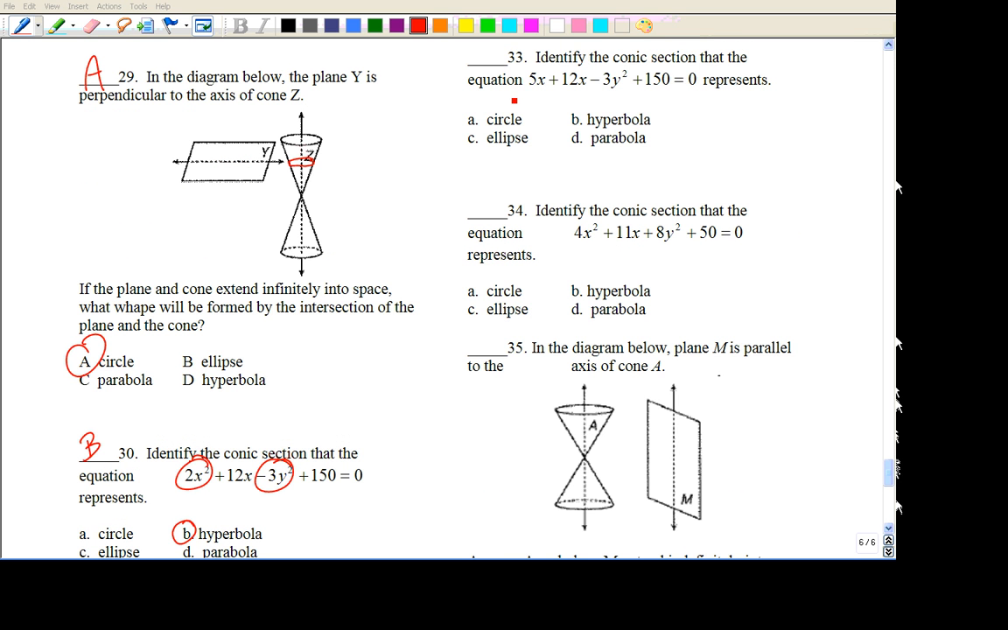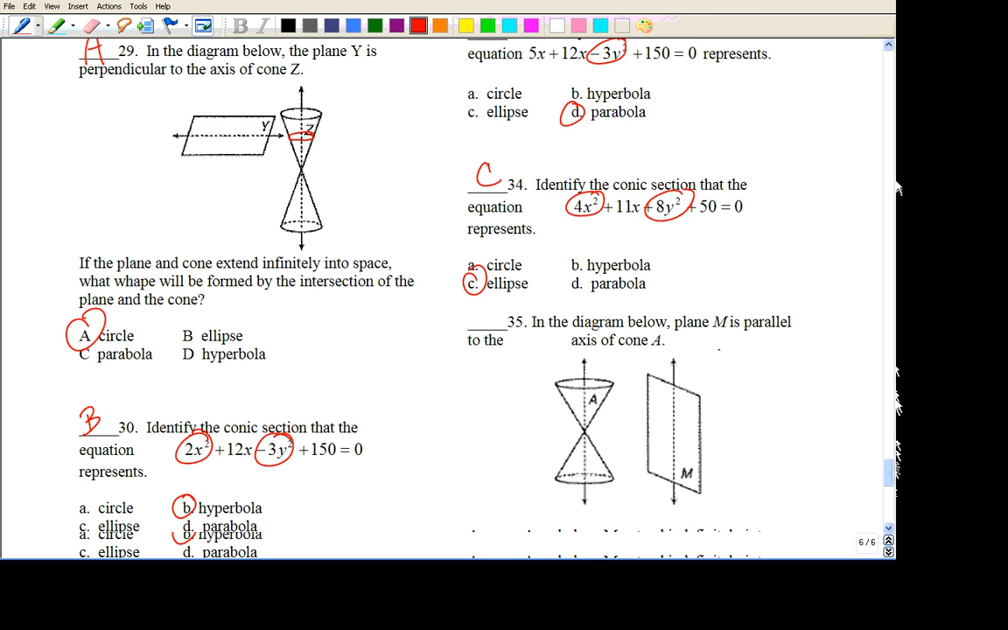On number 33, identify this conic section. Looking across for the squared terms, we only have one squared term. And so anytime there's only one squared term, that means you're going to have a parabola. Number 34, looking for the squared terms, we have a 4x squared and a plus 8y squared. They're different numbers, but they have the same sign. That means that this will be an ellipse.